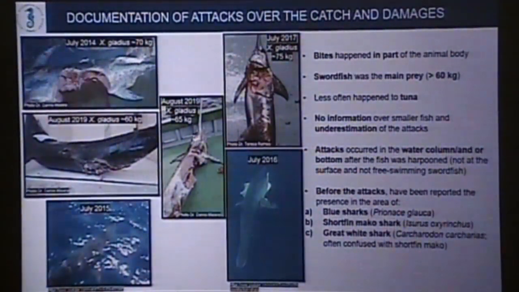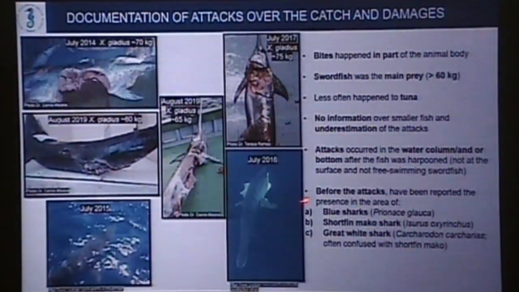The bites generally happen in one part of the animal's body, and it depends on which part was attacked. Sometimes the fishermen were able to sell the product, other times not. Here are some examples of fish attacked by sharks in different years with different weights. In general, the swordfish is the main prey, but information about tuna from some fishermen has also been recorded, though there is no photo evidence of this.